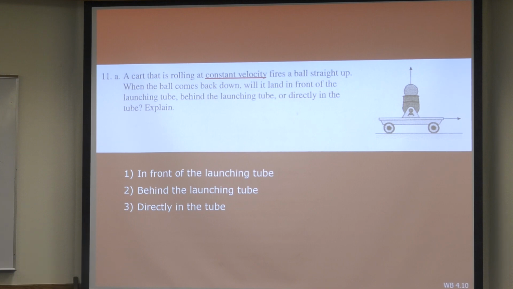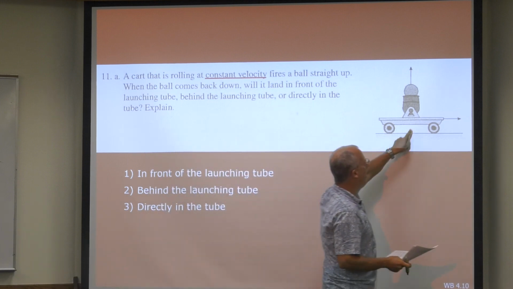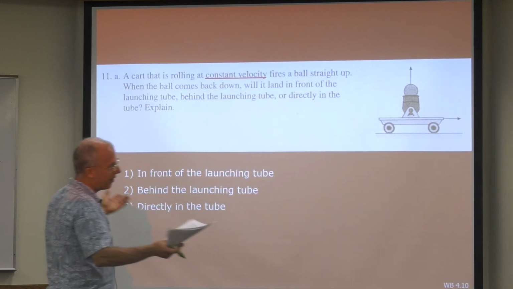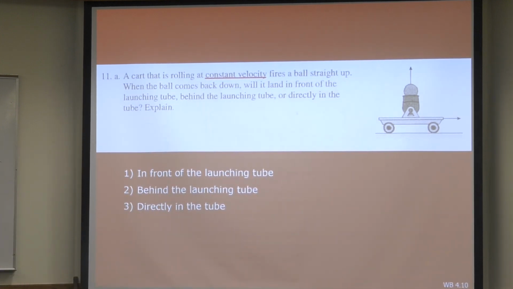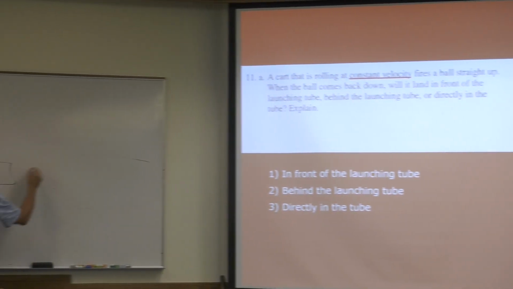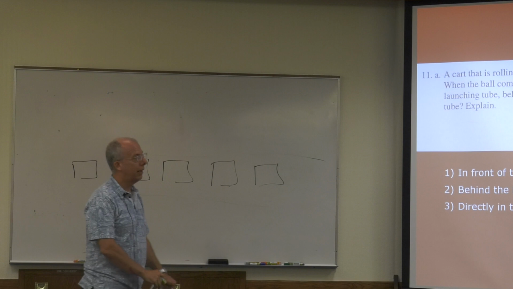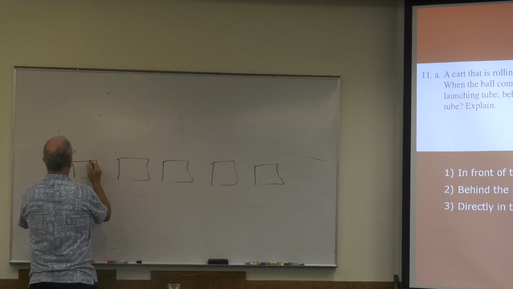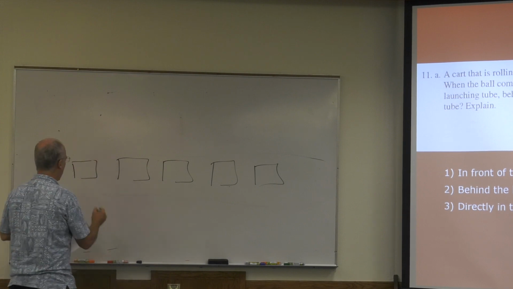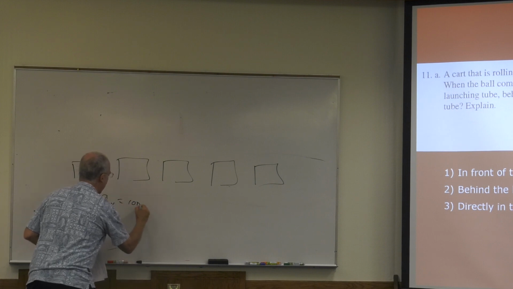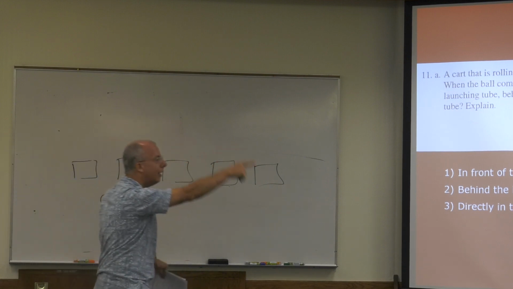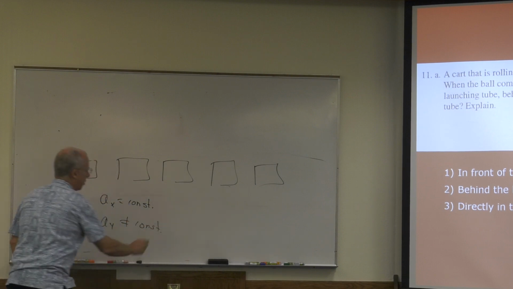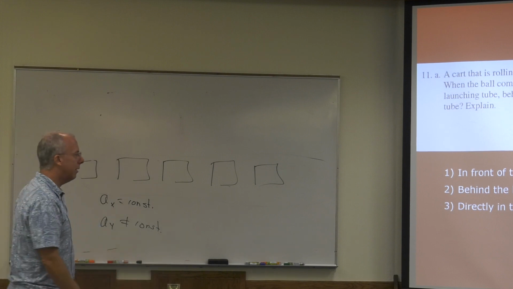Okay, so if we were sitting on this cart, we would say the ball goes straight up. But let's say we're not sitting on the cart, we're watching it. So we see this cart moving to the right. So what is the ball going to do? So ax is constant, that's what it says. I underlined it. And ay is not constant. So what did we learn about it? What's the trajectory? It's a parabola, right?